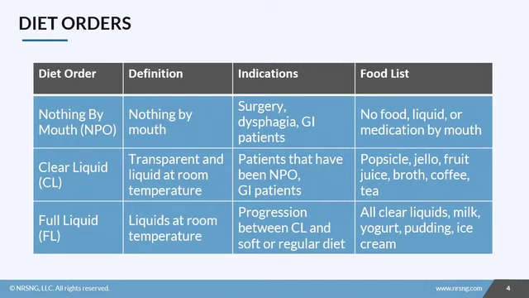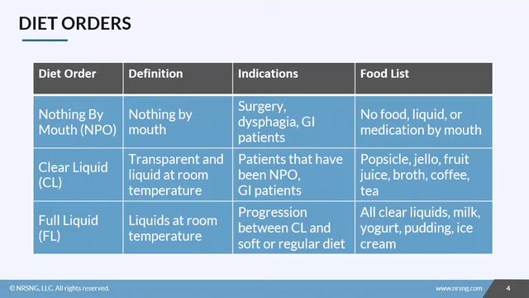Our second diet order is clear liquids. This is commonly used as an intermediary between a patient that is NPO and a full liquid or regular diet. It's also used for patients with GI issues, GI surgeries, and patients that are unable to tolerate PO or oral intake. For example, a patient that is vomiting and can't keep food down. After a patient is tolerating clear liquids, they may be progressed to a full liquid diet and monitored for tolerance.